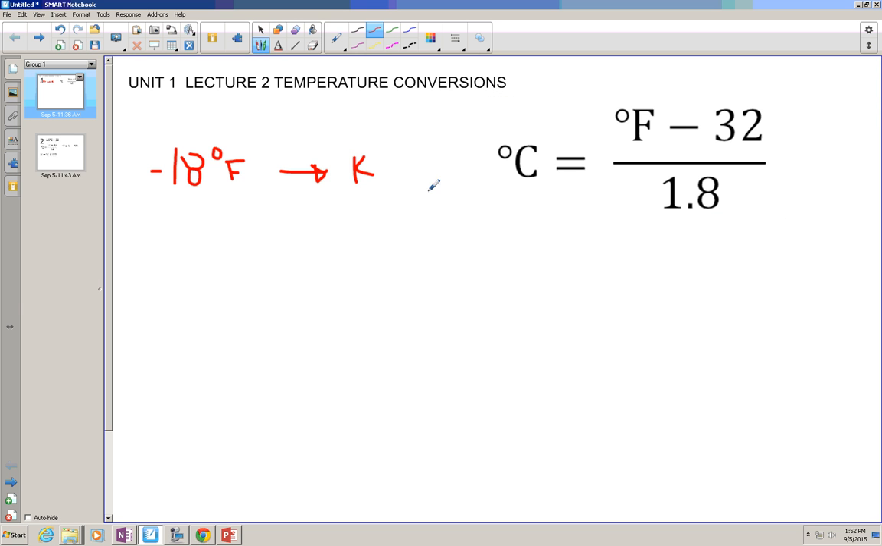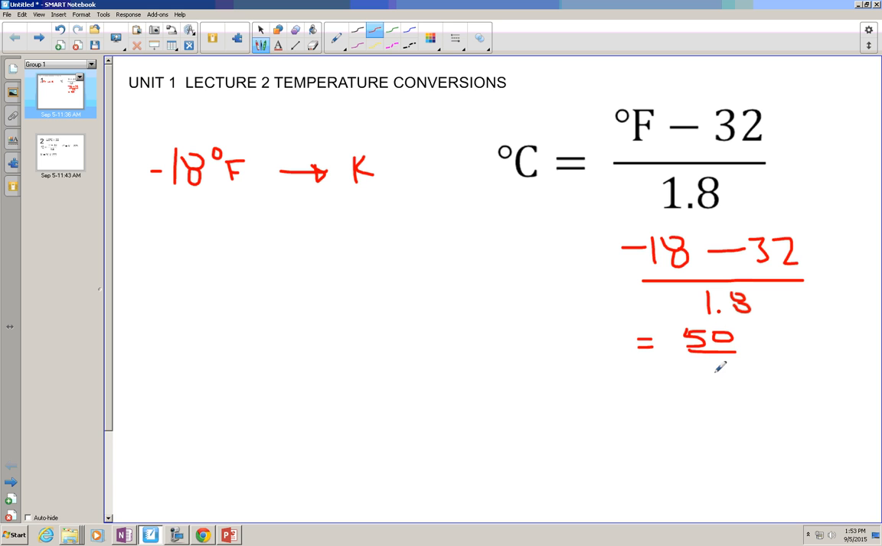We're looking at negative 18 minus 32. And you can tell right away if I have a negative minus a negative, my answer in Celsius is going to have to be a negative. Yes, it's okay to have a negative Celsius. So negative 18 minus 32, oops, did it wrong. 18, 32, that's 50 divided by 1.8. This is 50 over 1.8.